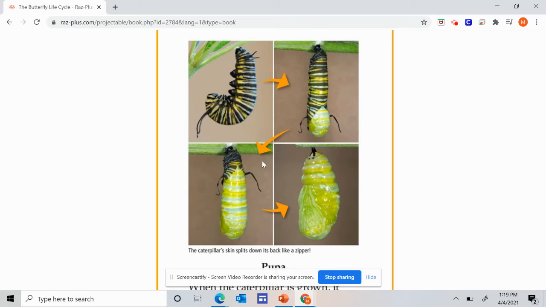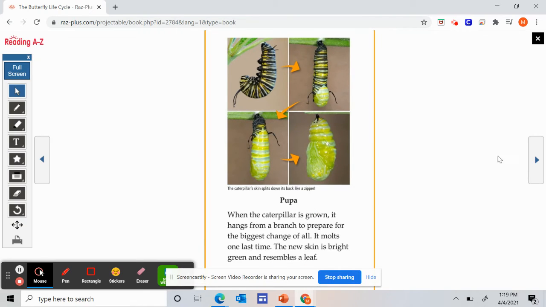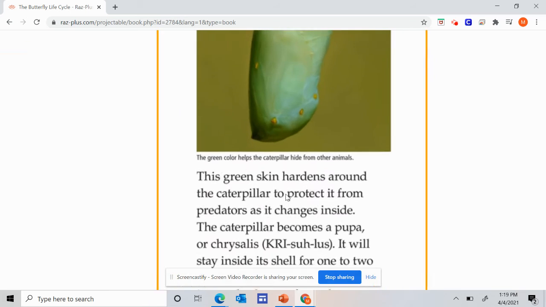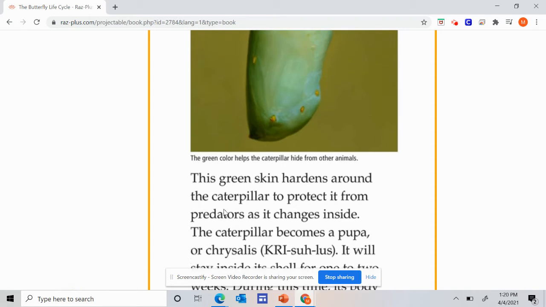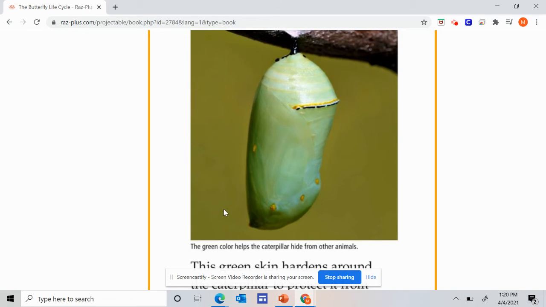So again, you'll see this at the beginning of our video later. The skin sheds or molts one last time into this chrysalis. This green skin hardens around the caterpillar to protect it from predators as it changes inside. The caterpillar becomes a pupa or chrysalis. It will stay inside its shell for 1 to 2 weeks. During this time, its body is completely transformed.